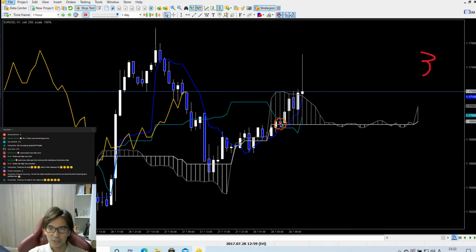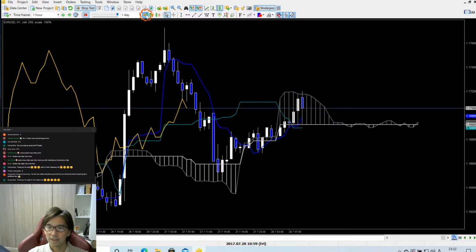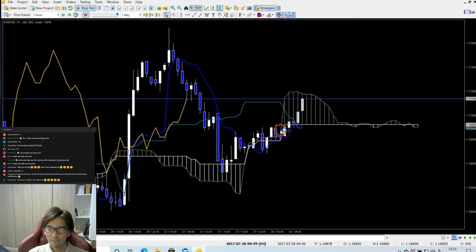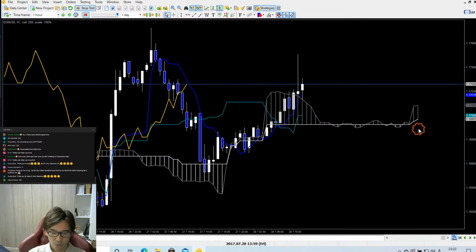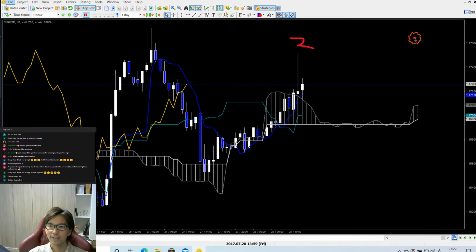But Tenkan-sen, Kijun-sen gold cross happened first. Sorry, I think I missed that one. Yeah, over here, sorry. The Tenkan-sen, Kijun-sen gold cross came first. So number 2 came first, then the Kumo breakout came second, and then the Chikou span breakout came in the end. So for those who answered 2, 3, and 1, you get the prize. You get the Stay Gold prize.